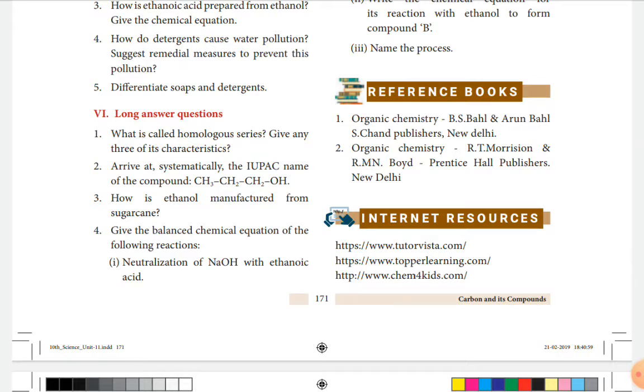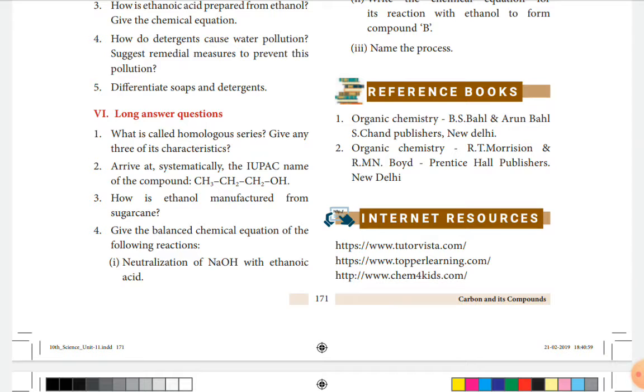So, my dear students, with regard to chemical equations, we already learned in 8th standard and 9th standard what is called a chemical equation, and also what is called a balanced chemical equation. A chemical equation is a shorthand representation of a chemical reaction using symbols and molecular formulas. And what is called a balanced chemical equation?